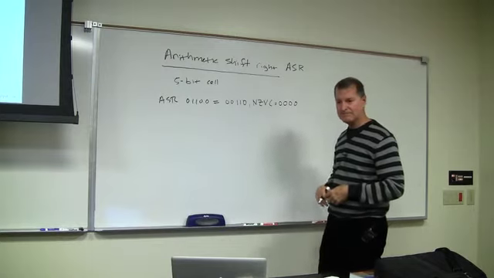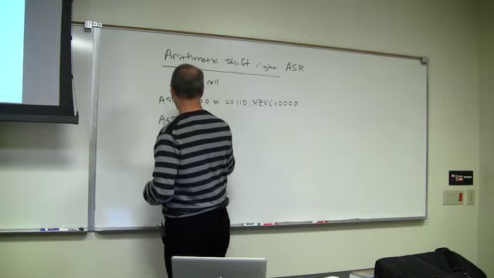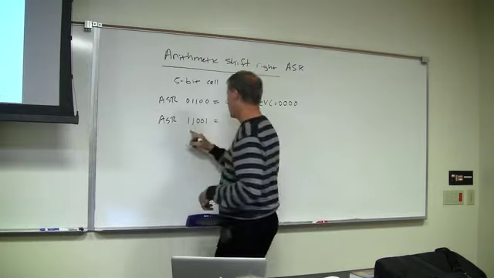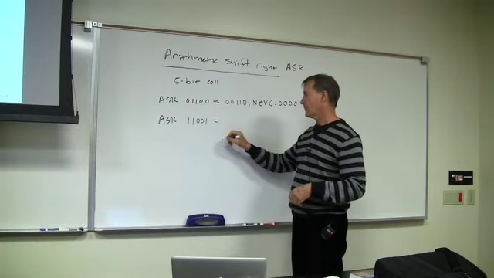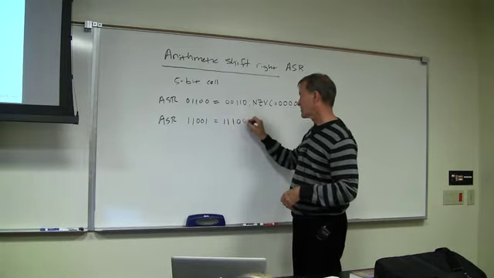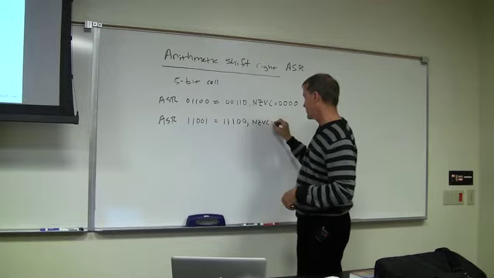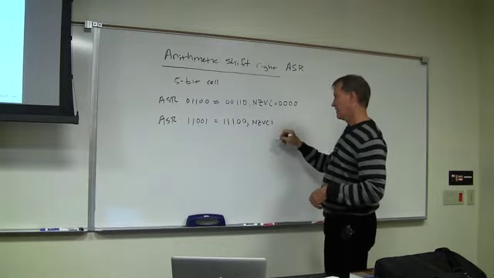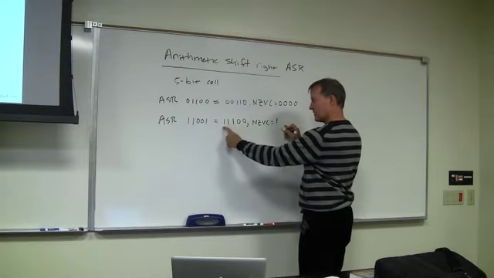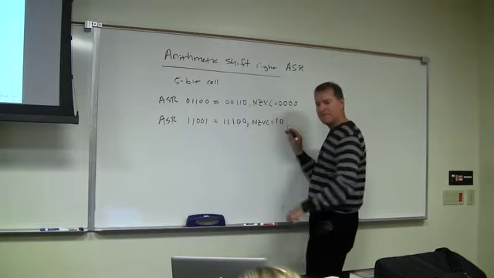Are we good? Now, how about ASR of this? 1, 1, 0, 0, 1 equals, now what is this? 1, 1, 1, 0, 0, 0. And now what is our NZVC on this one? N is 1, because that's the copy of this final one, right? Z is 0.